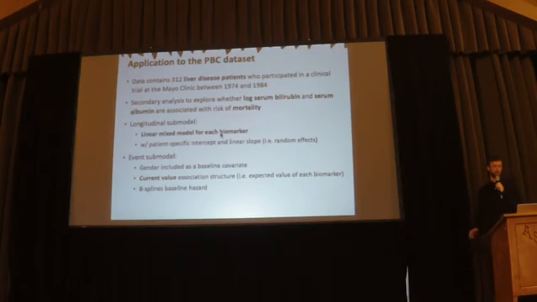We'll model each of the biomarkers using just a linear mixed model to keep things simple, with a random intercept and a random linear slope. The event submodel will just have gender as a baseline covariate, and we'll assume the current value association structure that I showed on the earlier slides.